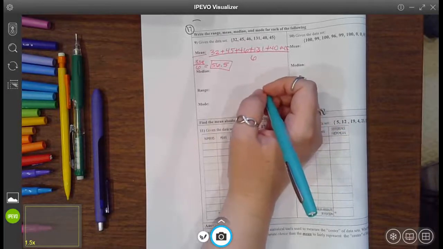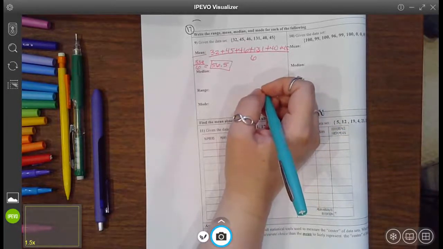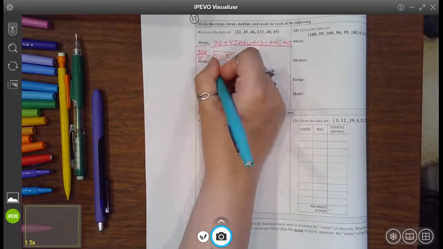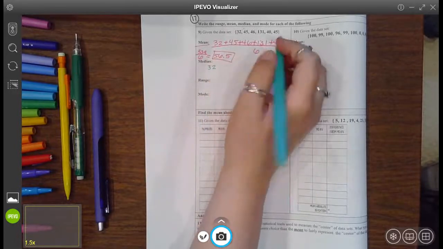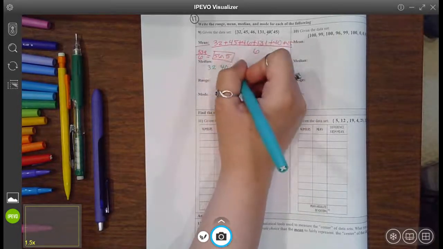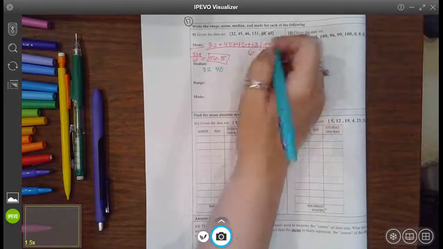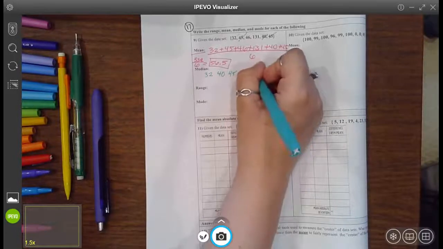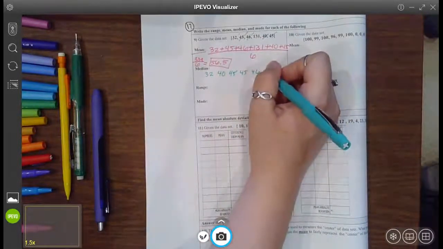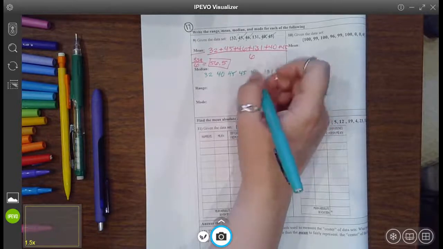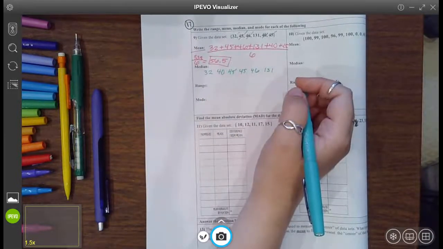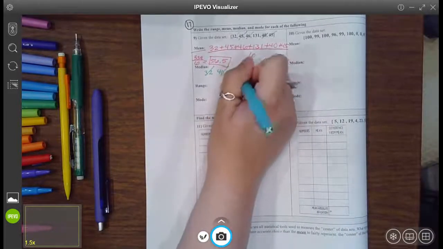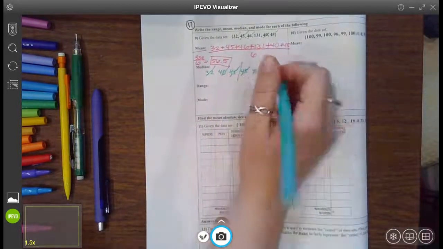All right, median. I need to find the smallest, 32. Then my next one I see is 40. Okay, the next one I see is 45. And I see another 45, a 46, and 131. Okay, did I get all 6? 1, 2, 3, 4, 5, 6. Yes, I did. Okay, so then find the middle. First, last, first, last, first, last. Okay, it's between 45 and 45. There is nothing between that.